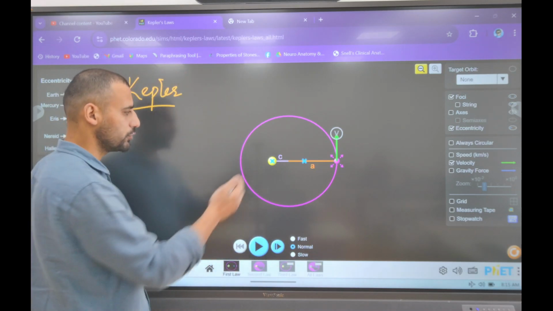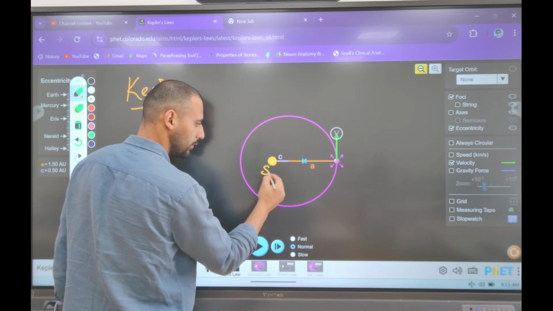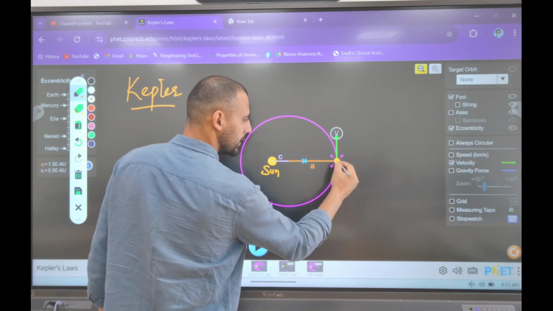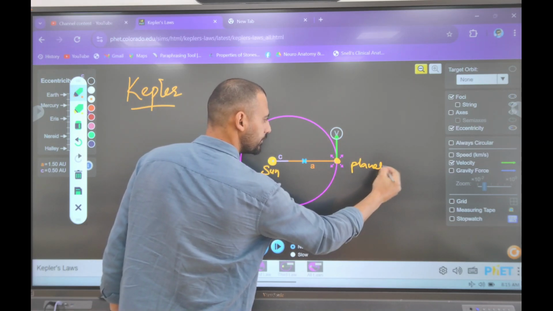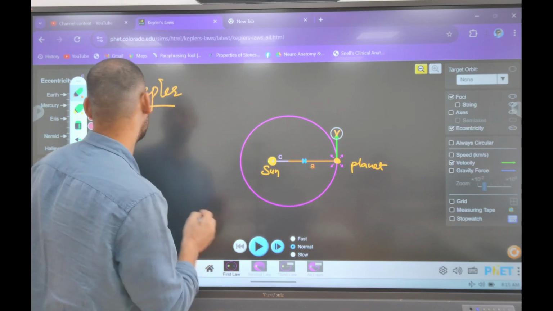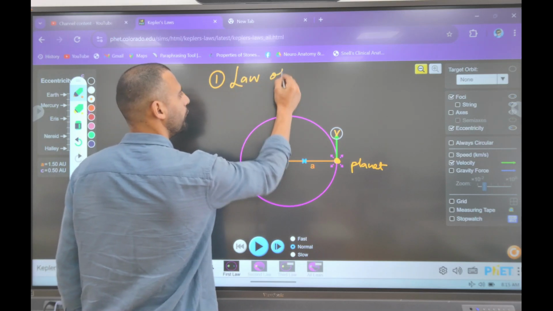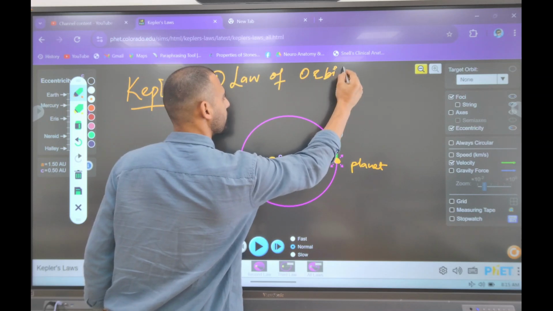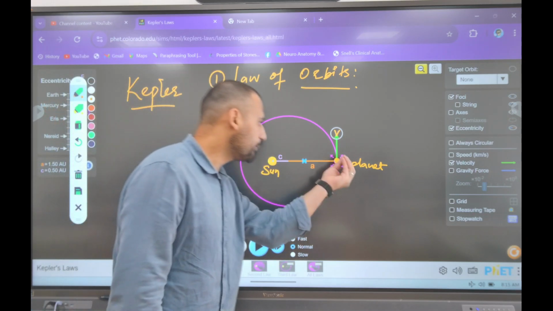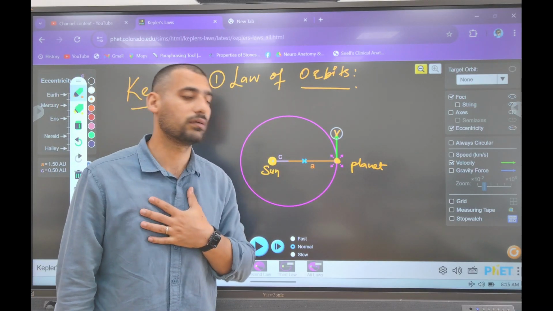The first thing that I want to show here is, for example, this here is the Sun. Okay, and we have a planet here which is trying to revolve around the Sun with speed v. Now, the first observation that Kepler made was given in the form of the law of orbits. This is the first law of Kepler, the law of orbits, as per which Kepler said, when the planets revolve around the Sun, they revolve in an elliptical orbit.